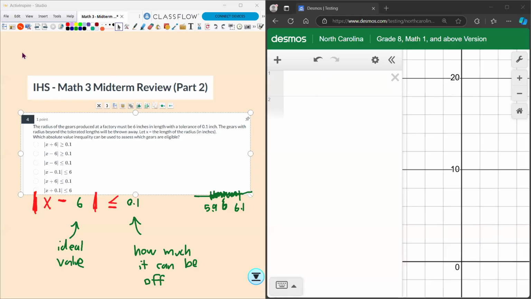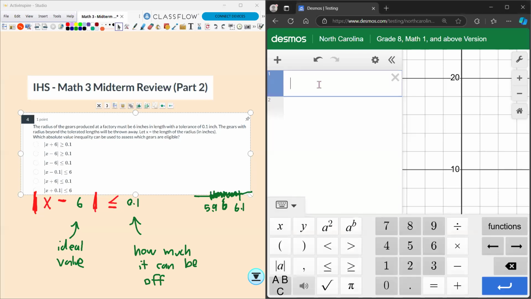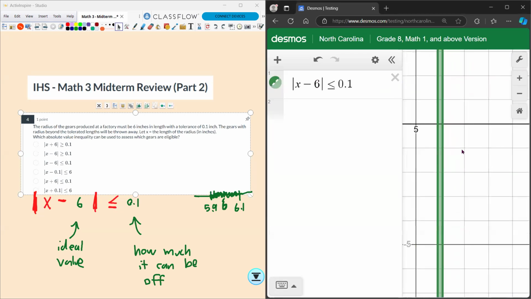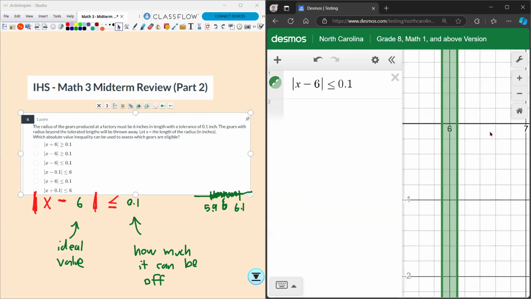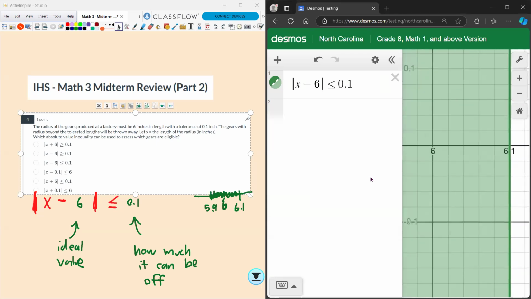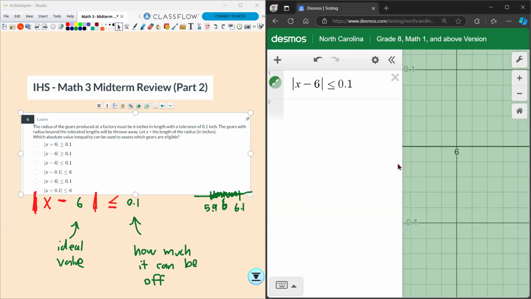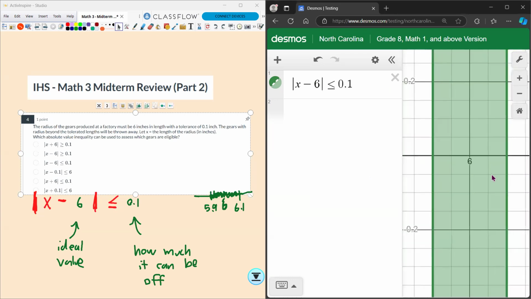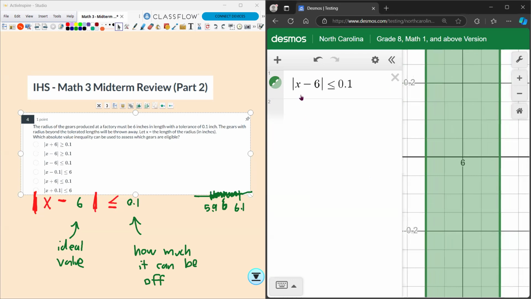So you may think about a graph to help visualize this. I'm going to put the absolute value of x minus 6 less than or equal to 0.1, so that I can look at what that looks like on a number line. I'm going to go in at the x-axis where it's centered at 6, and you can see that it's going a little bit below at 5.9 and a little bit above at 6.1, and it's shading everything between. So visually, that's how you can tell that's the correct answer. None of the other ones will produce that, so it's going to be that one right there.